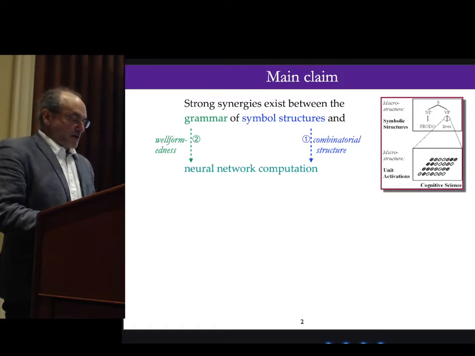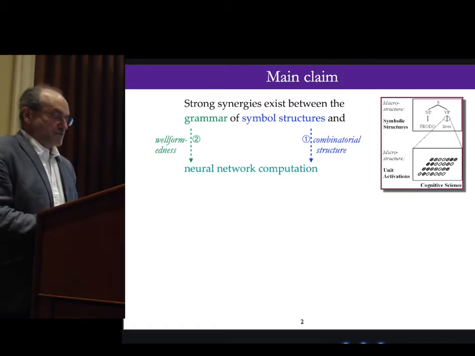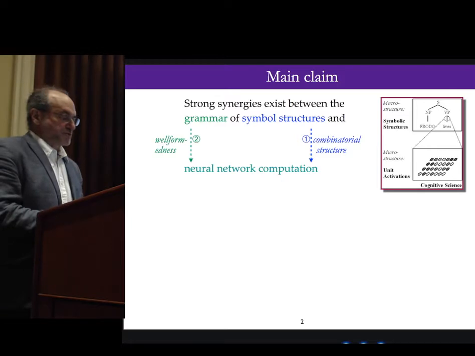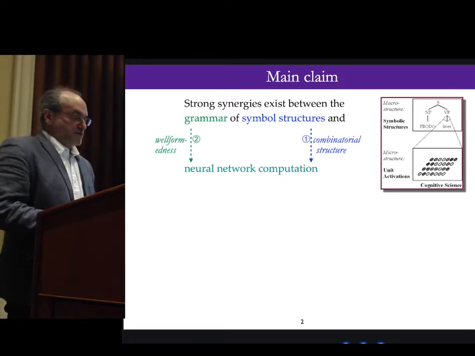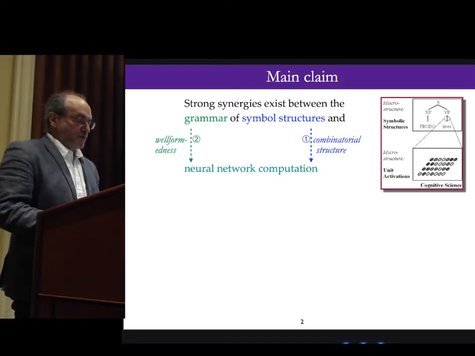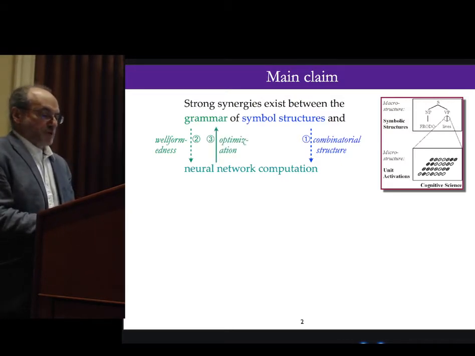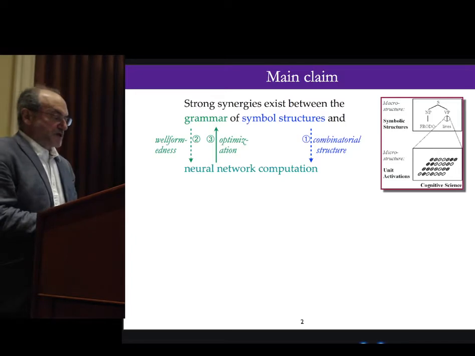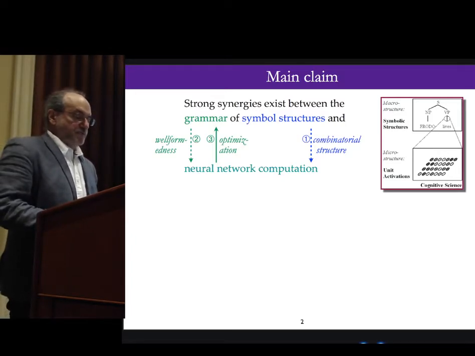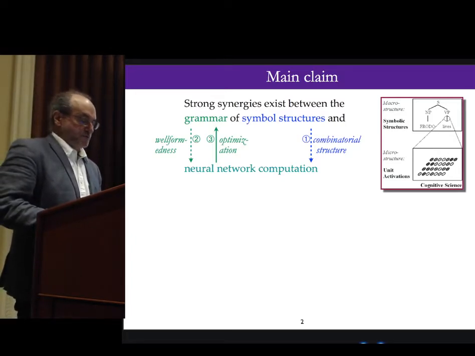Parts 1 and 2 show how the abstract symbolic level of description informs the lower neural level of description. Then, in parts 3 and 4, we'll show the reverse. In part 3, we'll see how optimization of wellformedness can be a fundamental principle of neural computation, and how this can be pulled up to the abstract level to give new optimization-based symbolic grammar formalisms.